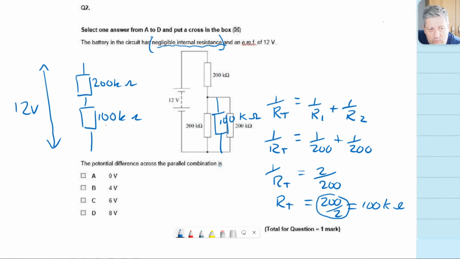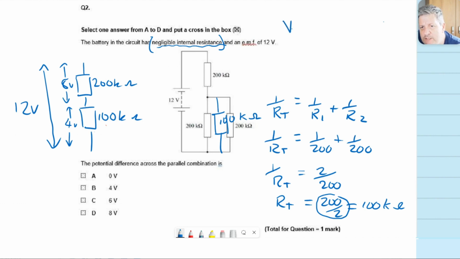So we can then look at this and think, well, that's a 2-to-1 ratio, so 3 parts, with 2 parts across there and 1 part across the 100. So that's going to give us each part is 4 volts. So 2 parts across the 200k and 1 part across the 100 k ohm resistor, so that you can see the PDs are in a 2-to-1 ratio, just like the resistors are, and the PDs add up to 12 volts.